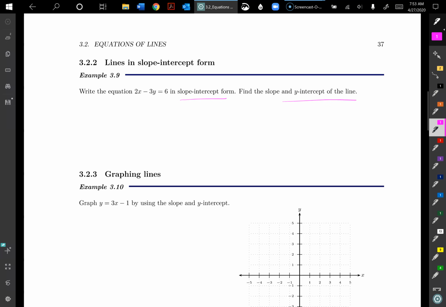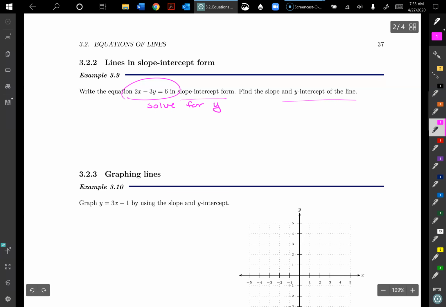So remember back in the other section, I was telling you that you could figure out slope based on what your equation was. You can look at it. But that's if it's in slope-intercept form, and it's not right now. It's in standard or general form. So we need to solve for y.